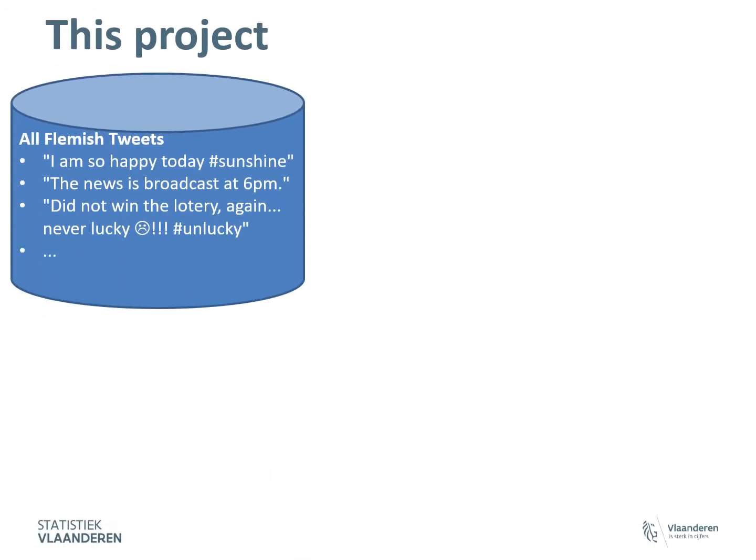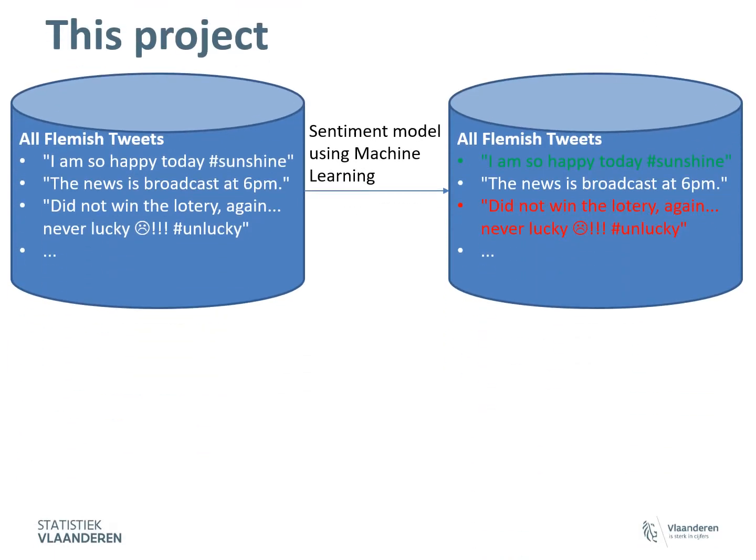So this is what we're doing. We're starting with a set of Flemish tweets. We're then annotating each tweet as either positive, neutral, or negative, using a sentiment model that is trained with machine learning techniques. For example, the tweet, "I am so happy today, #sunshine," will be labeled as a positive tweet.